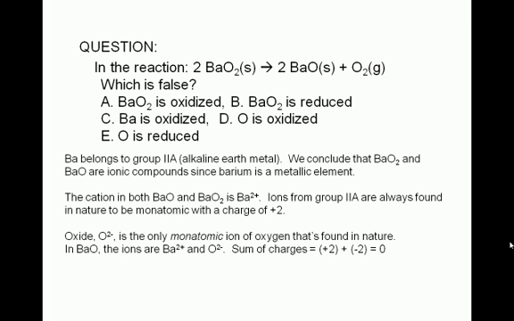In this case, one formula unit of BaO would consist of one barium ion and one oxide ion, and the sum of the charges would be 0. +2 plus -2 is 0. Compounds are neutral, so the charges in a formula unit must add up to 0.